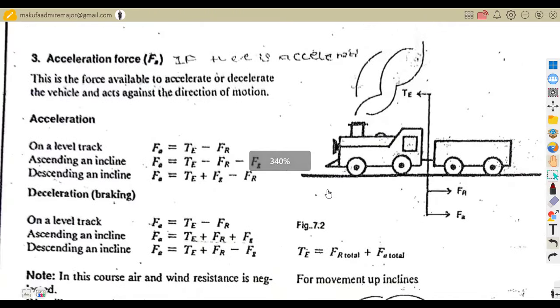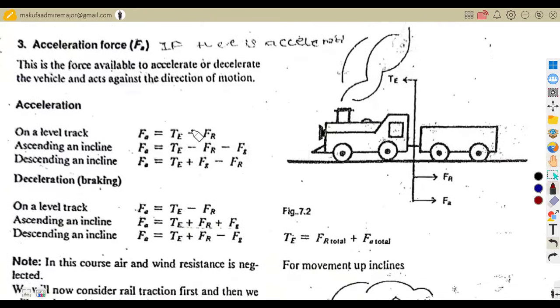All right, the last one is when it is an accelerating force. Remember, we said there are three resistances that we're going to talk about. So the other one is FA. This one is used whenever there's an acceleration. Whenever there's an acceleration, we are going to know that there's FA. This is the force available to accelerate or decelerate the vehicle and acts against the direction of motion. So if we are going this direction, the acceleration opposes the other way. And this is the idea there.